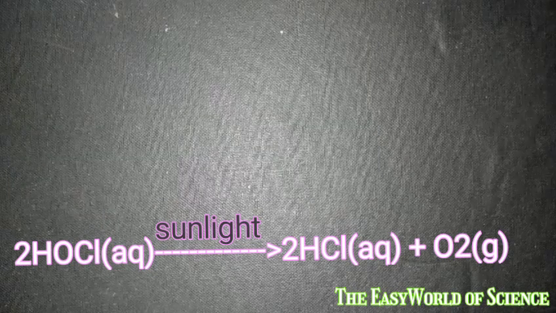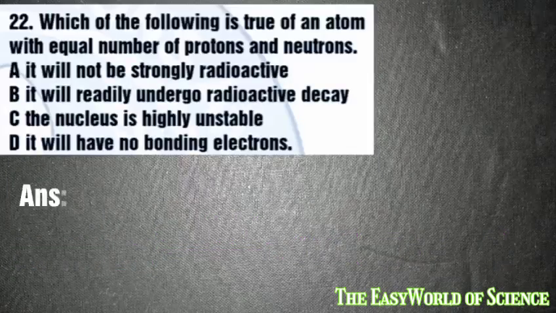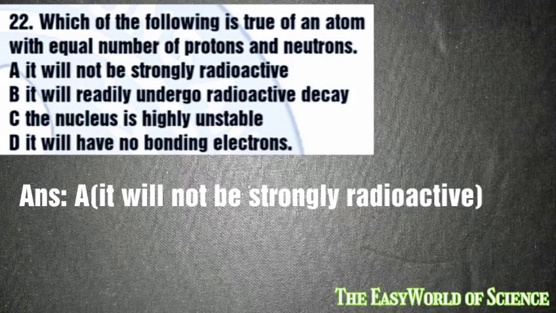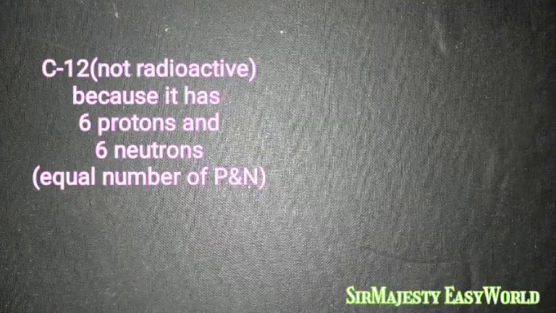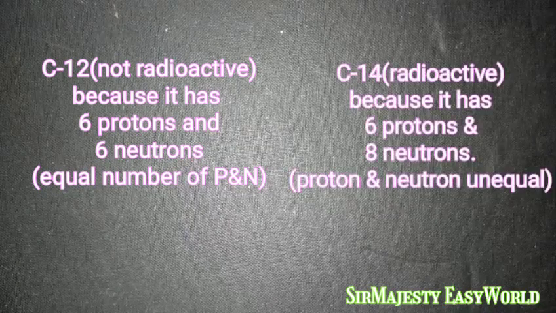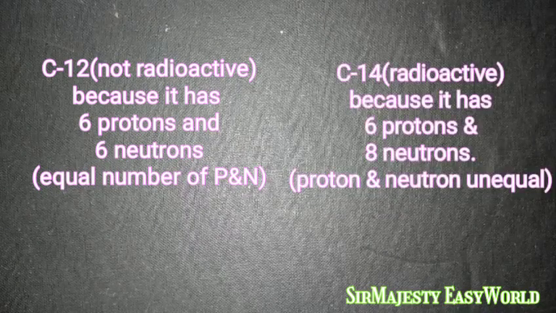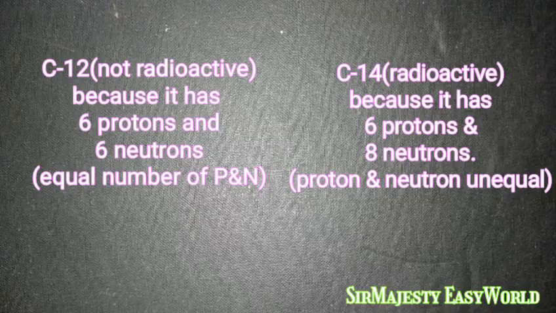Then question 22 says, which of the following is true of an atom with equal number of protons and neutrons? The answer is A, it will not be strongly radioactive. No radioactive isotope has equal number of protons and neutrons. Check it. Carbon 12 is not radioactive, which has 6 protons, 6 neutrons, but carbon 14, which has 6 protons and 8 neutrons, is radioactive, and that's applicable to other atoms.